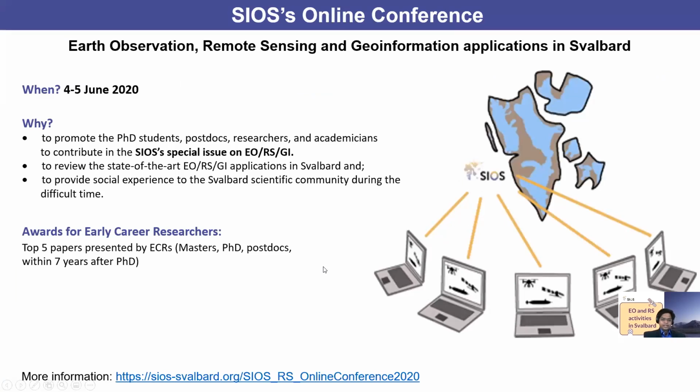Finally, we also conducted an online conference to respond to the current situation, to promote the PhD students, to support their studies and provide them the platforms to present their studies. Also, we supported the early career researchers, and we have provided 5 awards to them so that they can publish their research in the special issue of SIOS. So this is the overview of the activities SIOS is working on and will be working on next year. And if you are interested in more information, you can go to the SIOS remote sensing webpage and contact me if you have specific questions about this poster.